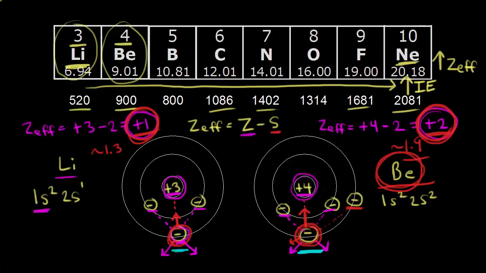It feels a greater attractive force, and therefore it takes more energy to pull this electron away from the neutral beryllium atom. And that's the reason for the higher ionization energy. So beryllium has an ionization energy of positive 900 kilojoules per mole, compared to lithium's 520 kilojoules per mole. So it has to do with the effective nuclear charge.